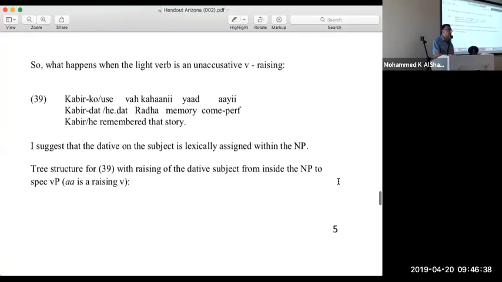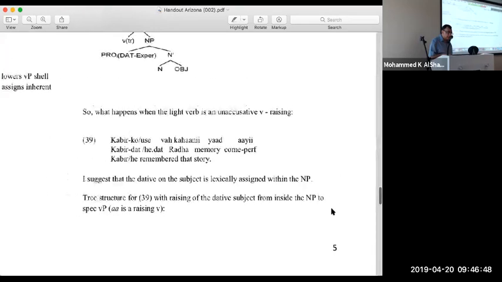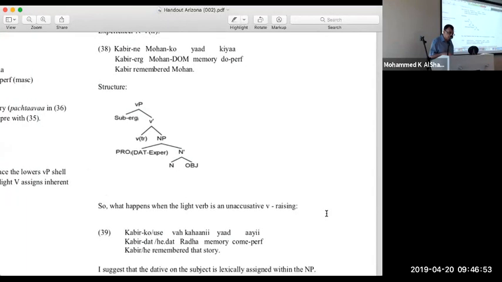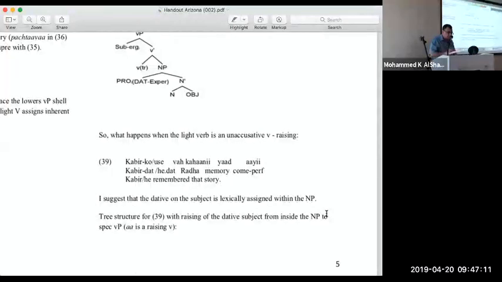it has a dative subject. There's no way to make that subject an ergative subject. Okay, so compare 39 with 38. The distinction is the light verb, right? The light verb in 38 is to do, which is transitive, so it allows for ergative. Here the light verb is unaccusative, and therefore it's not going to assign an ergative case. And I'm suggesting that this follows the raising pattern.